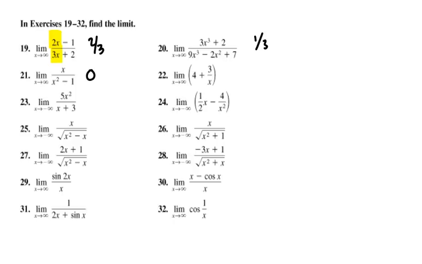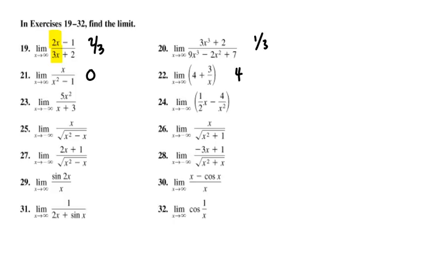Now, in number 22, we have again the degree of the numerator is x to the 0 power, which is 1. The degree of the denominator is x to the first power. So that limit of 3 over x will become 0, but the 4 stays 4. So that limit is 4.